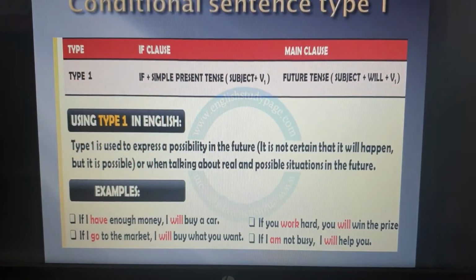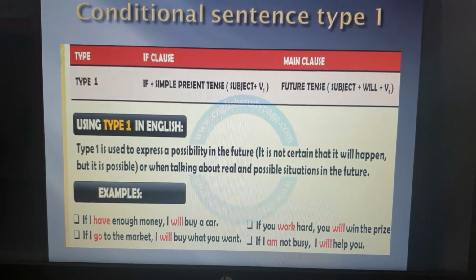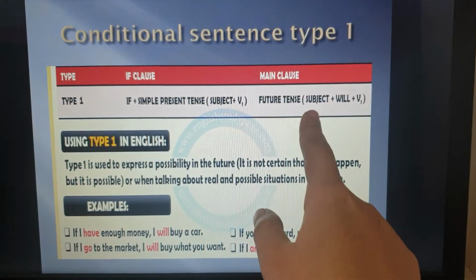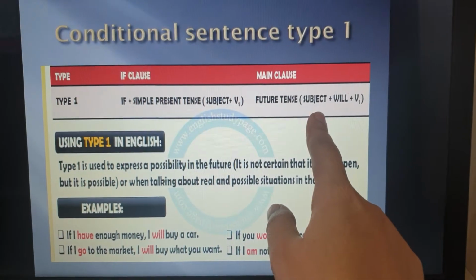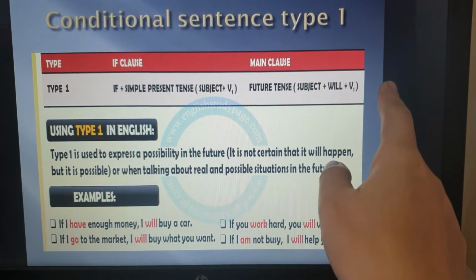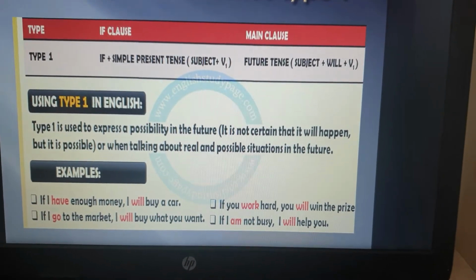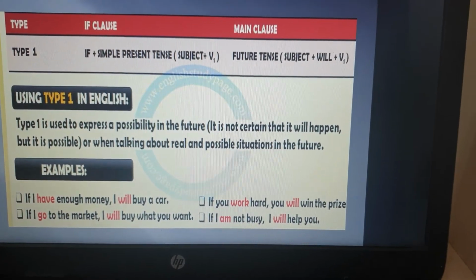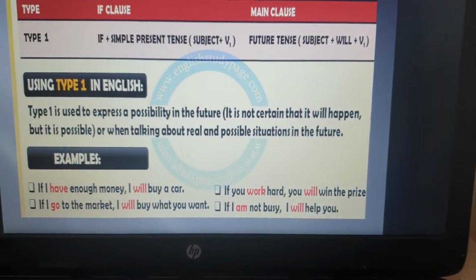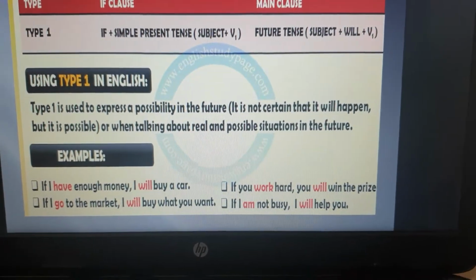But today we will talk about conditional sentence type 1. There is only a slight difference. In the if clause, we have simple present tense, but in the main clause, future tense. Future tense means subject plus will plus verb 1. We always use verb 1 after the will. Type 1 is used to express a possibility in the future. It's not certain that it will happen, but it is possible. Or when talking about real and possible situations in the future.